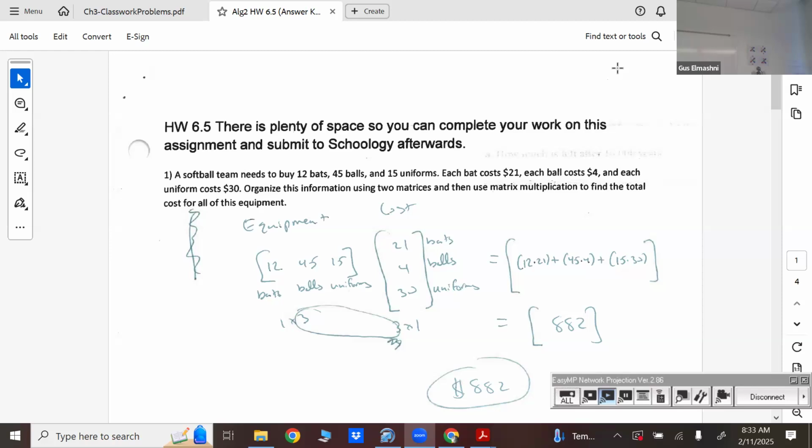If you have 12 balls, multiply by 12 baskets, multiply by 21, you get 45 balls, multiply by 4, 15 uniforms, multiply by 30, just add it all up. It's pretty straightforward. It's more just the practice of writing in the matrix. That's really the whole point of this problem. So just make sure you put the order correctly. However you put the order, it's up to you. Just make sure they're consistent for both. Okay, go ahead.